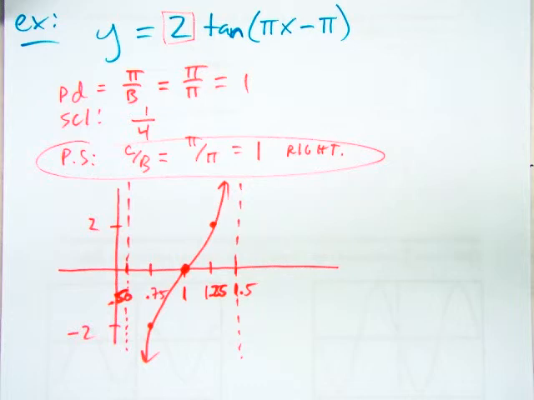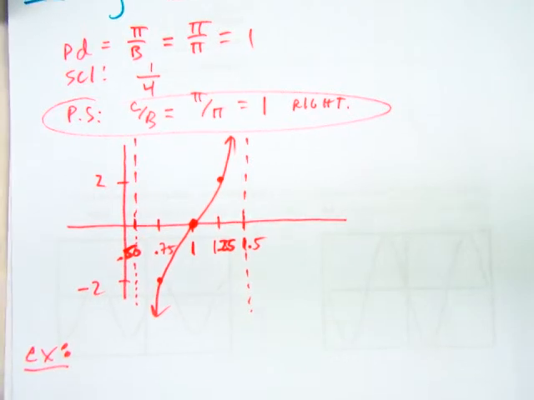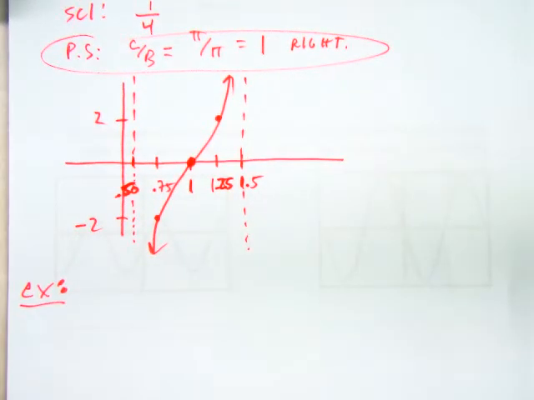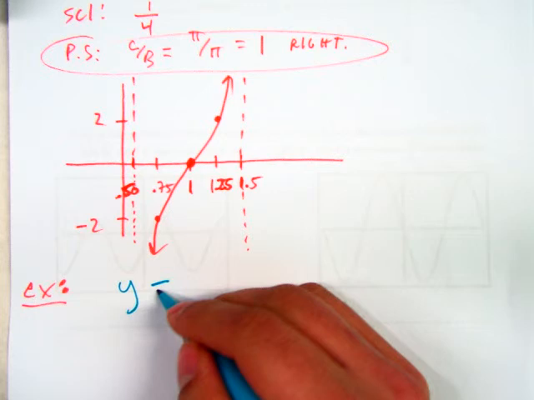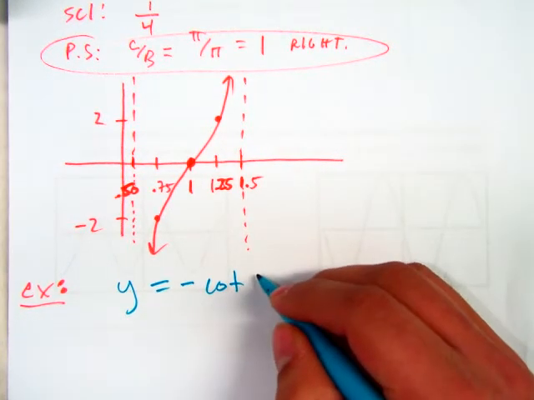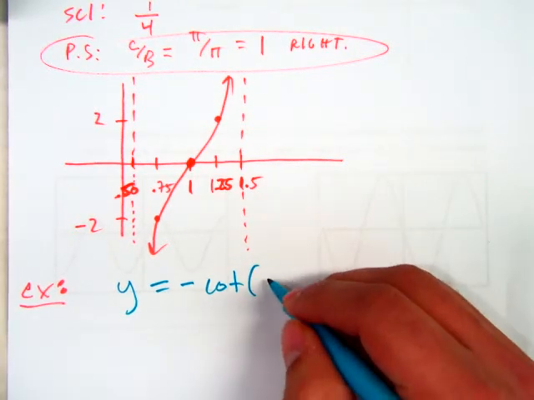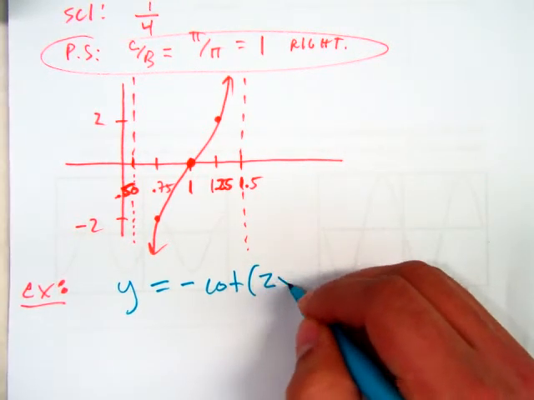All right, let's try a cotangent example, and then we'll be done. Let's say we have y equals negative cotangent of two x.